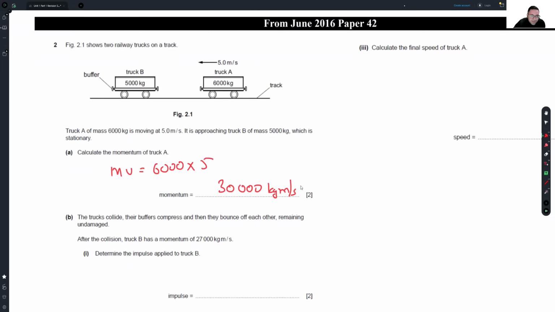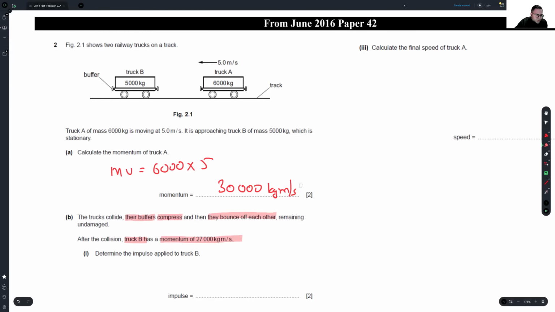Then the trucks collide, their buffers compress, and then they bounce off of each other, remaining undamaged. After the collision, truck B has a momentum of 27,000. This is a trick question. It didn't give us the velocity. It gave us the momentum immediately after the collision.